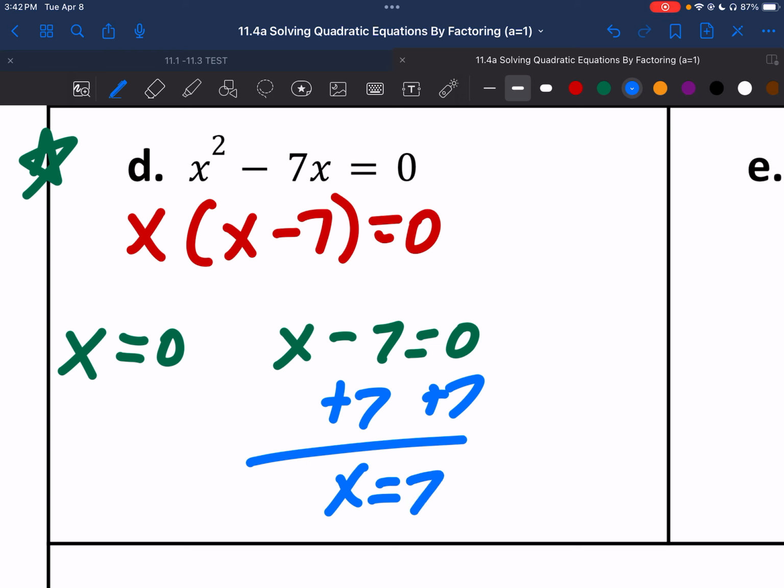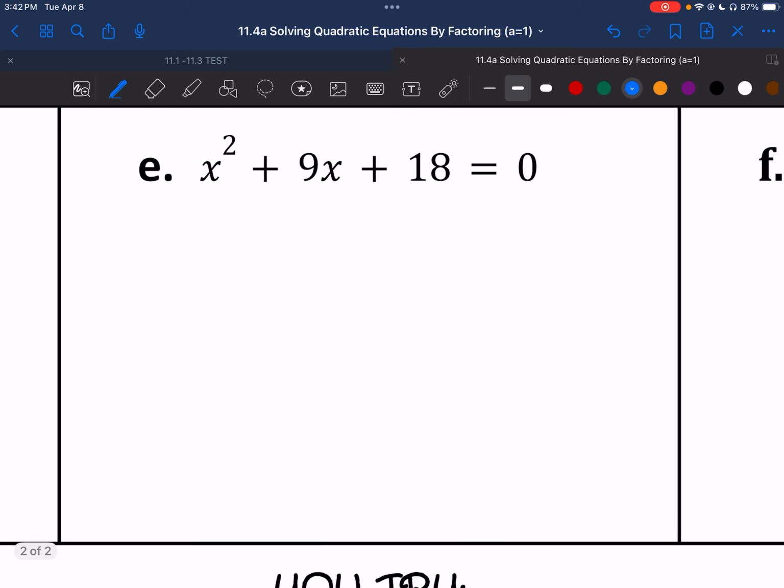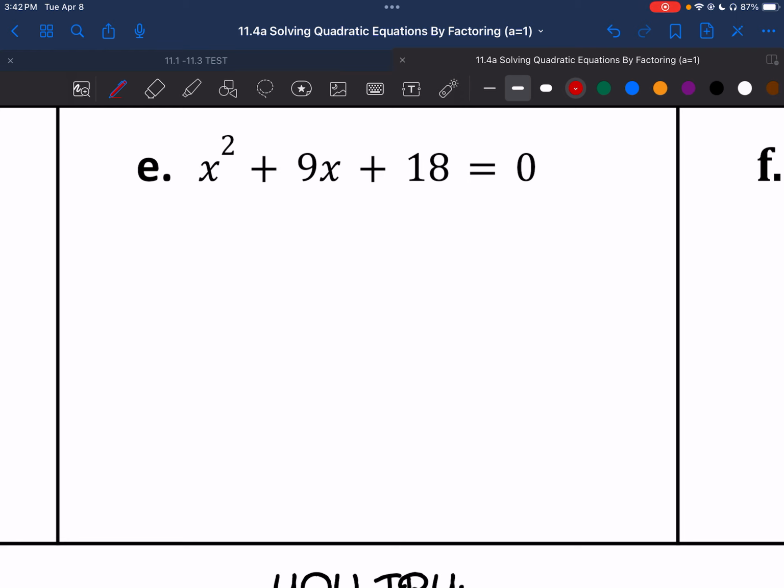All right, letter E. We're going to actually have to factor this one. So I'm looking for what are my factors of 18 that add up to 9. Well, factors of 18, you've got 1 and 18, that adds up to 19. You've got 2 and 9, that adds up to 11. You've got 3 and 6, that adds up to 9 and multiplies to 18. So (x plus 3)(x plus 6) equals 0.